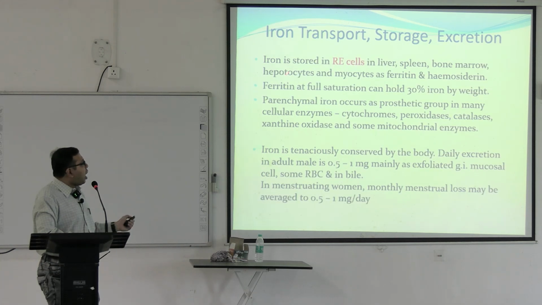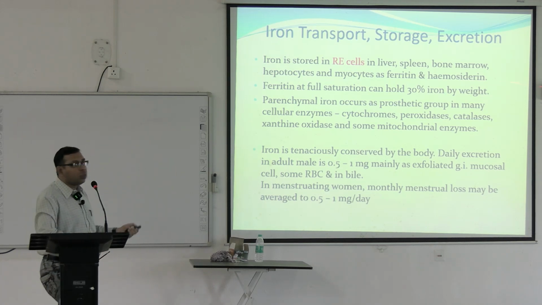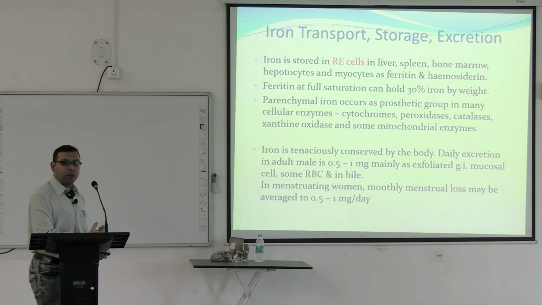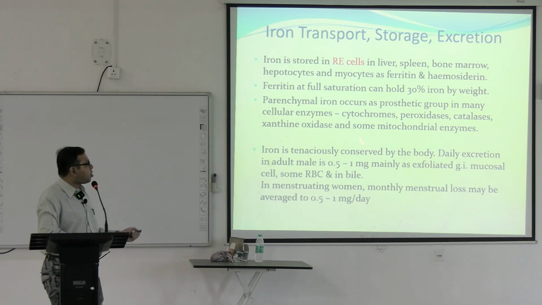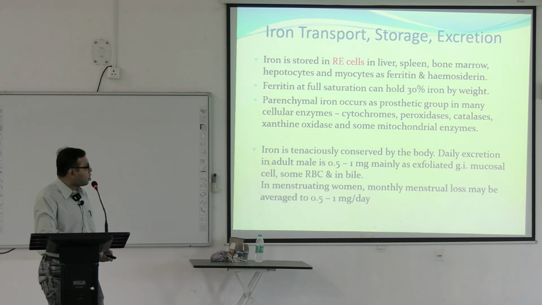Iron is stored in reticuloendothelial cells, what I am talking about, like liver, spleen, bone marrow also, and different types of hepatocytes and myocytes. The main form of storage is ferritin, and in some part hemosiderin. So ferritin and hemosiderin are the storage forms of iron in our body. Ferritin at full saturation can hold approximately 30% iron by weight. Parenchymal iron occurs as prosthetic groups in many cellular enzymes. Parenchymal iron is needed for cellular enzymes like cytochromes, peroxidase, catalase, xanthine oxidase, some mitochondrial enzymes, etc.